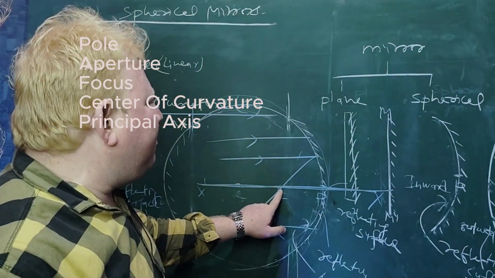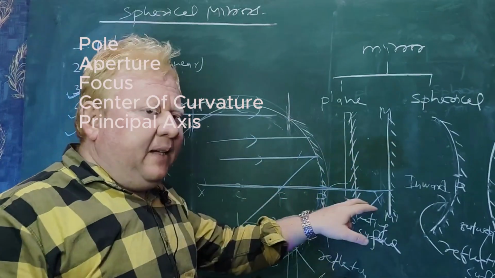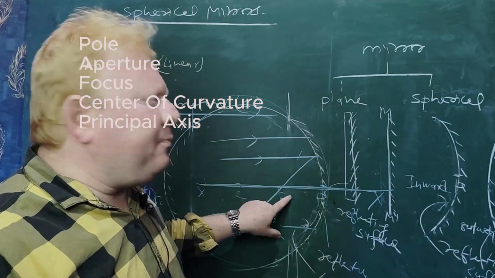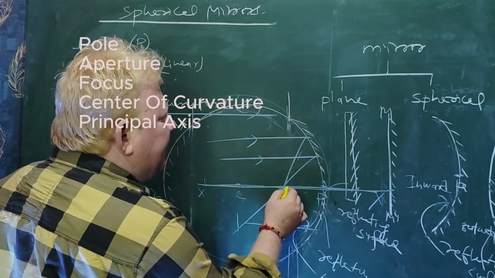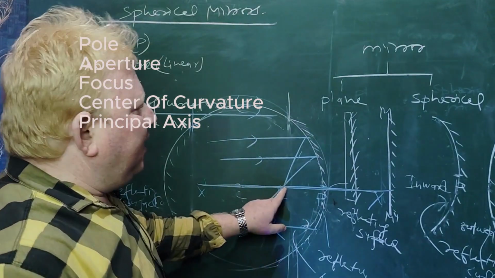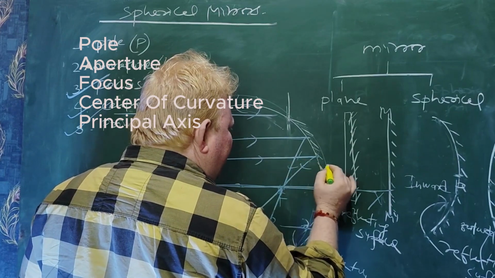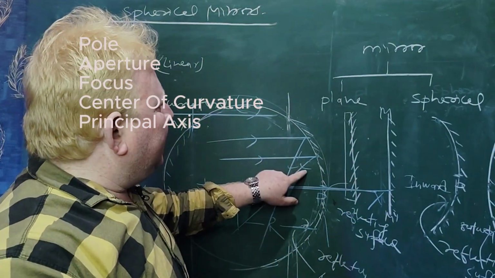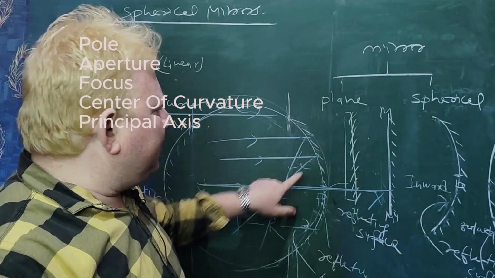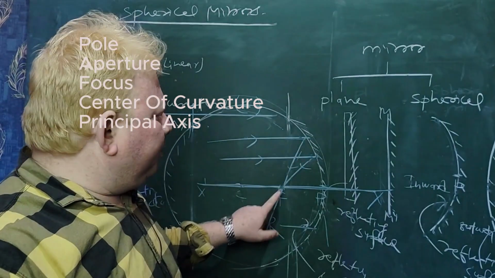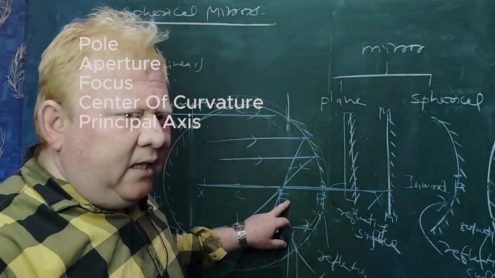Okay, so how will you define this focus? The focus is that point on the principal axis at which a light ray coming parallel to the principal axis meets after reflection. So here you can see this also is meeting exactly at this point, at the focus. If this is the incident ray and this is the reflected ray, after reflection through this point of incidence it will be passing through a point. That point we call the focus, right?